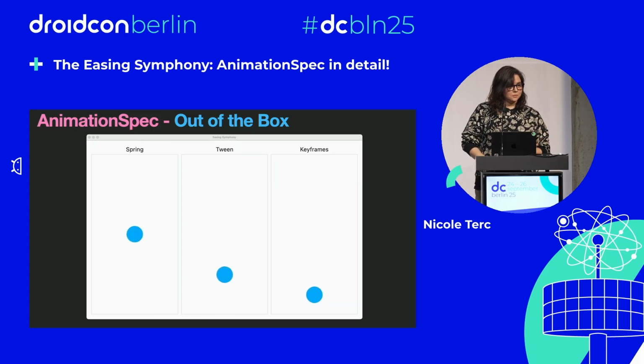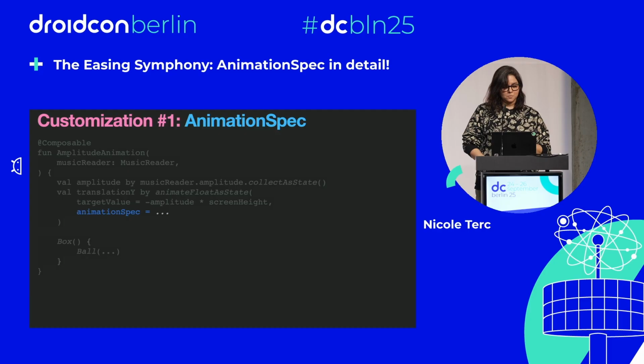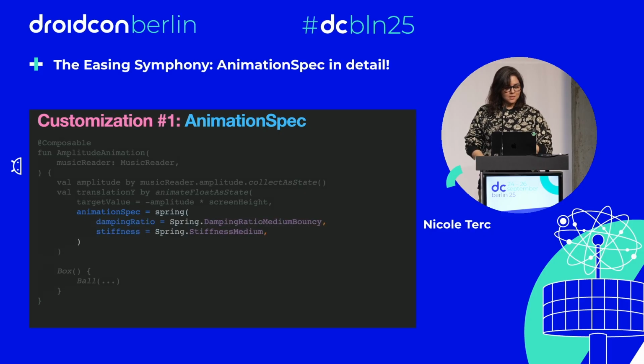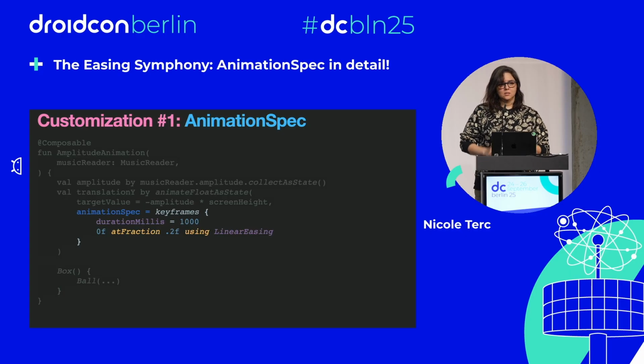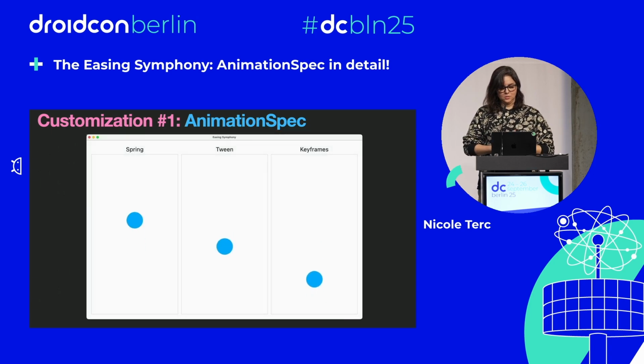So once we have this information, we can just go back to our AnimationSpec animation, and we're just going to be basically creating our own. We can create a spring, we can create a tween, or we can create some keyframes. And that's it. We're basically just changing a one-liner in these things, and by running it, you can get totally different animations.